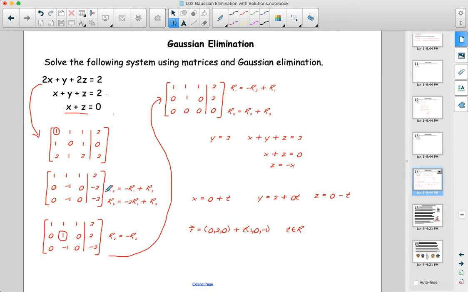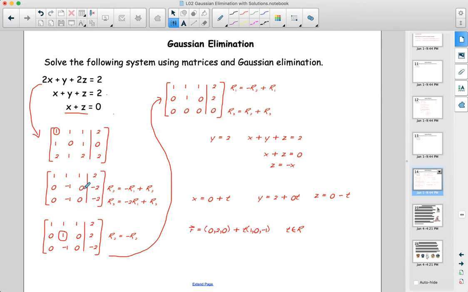To obtain the new row 3, I'm going to need to multiply each element in row 1 by -2 and then add to the corresponding element in row 3. So -2 times 1 is -2 plus 2 gives me a 0. -2 times 1 is -2 plus 1 gives me a -2 here. -2 times 1 is -2 plus the 2 here gives me a 0 here. -2 times 2 is -4 plus 2 gives me a -2 right there.